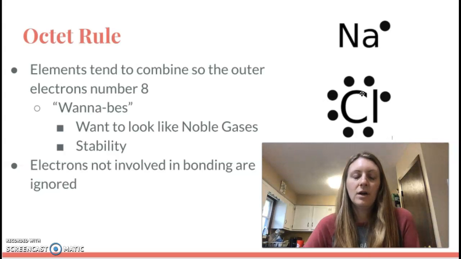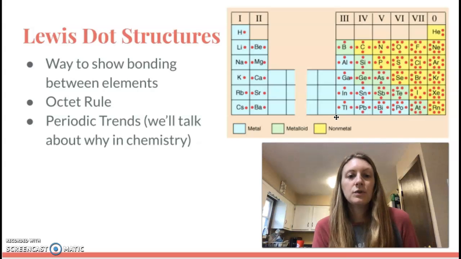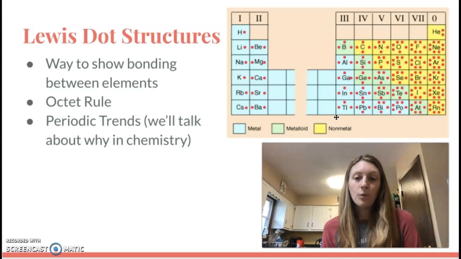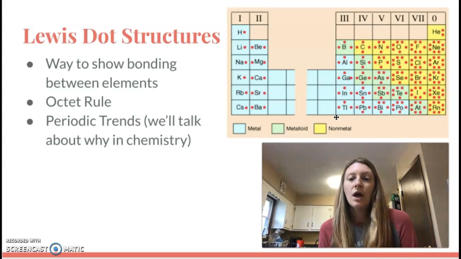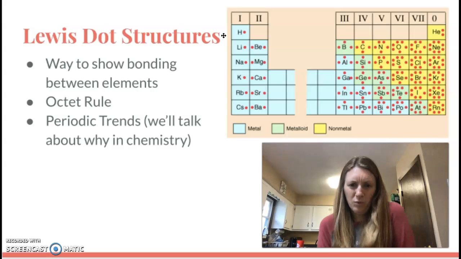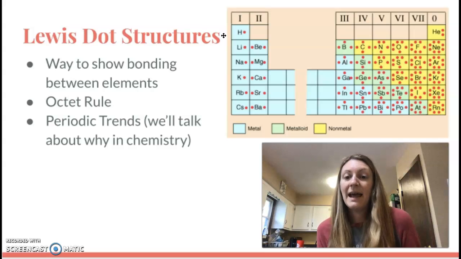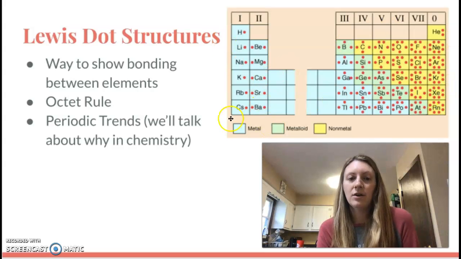If you're talking about electrons that are not involved in bonding, we don't draw them. You're only drawing those valence electrons around a central atom. Lewis dot structures are a way to show bonding between two elements. Every element wants to follow the octet rule except for hydrogen, because hydrogen is so small. It can only hold 2 or no electrons. So if it has 2, it is happy. All the other ones need to have 8 around them.